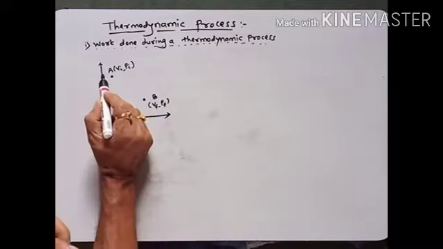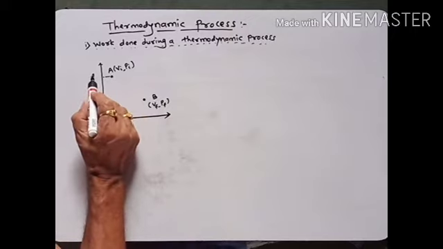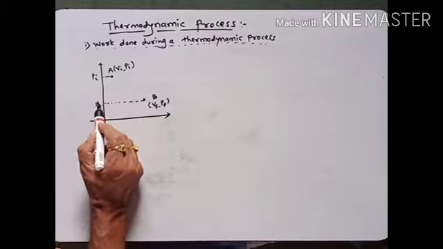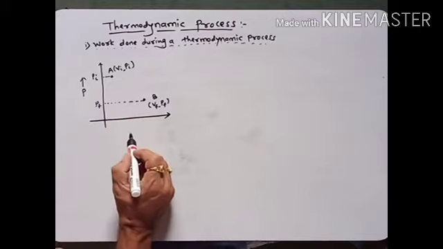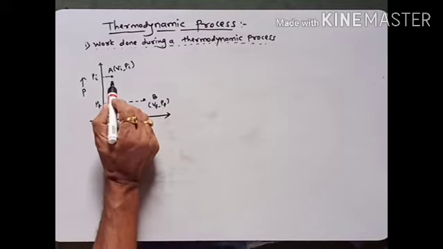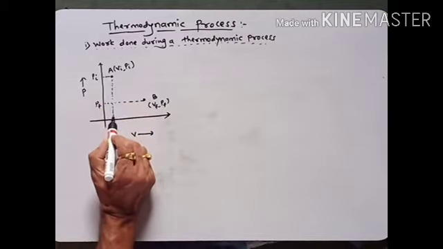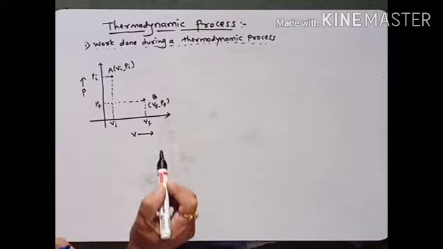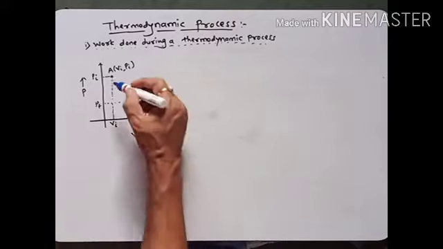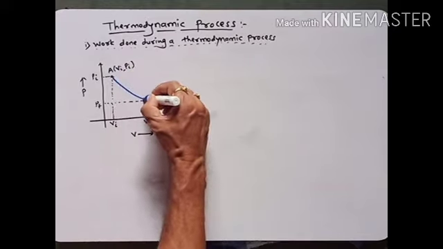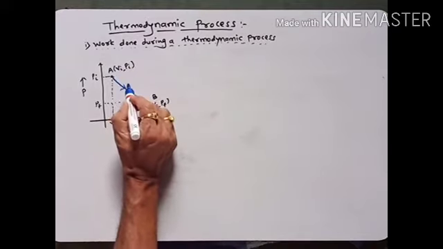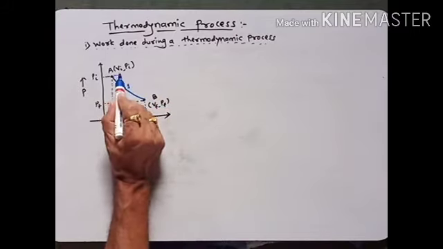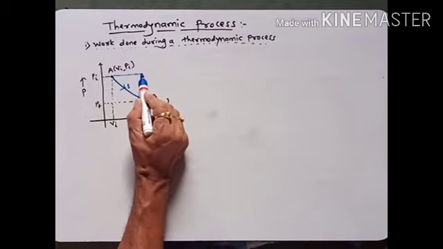So I will write here, this is Pi, we consider this is pressure Pf, here is pressure on the y-axis, volume on the x-axis. Similarly, suppose Vi is the initial volume, Vf is the final volume, and suppose the state changes like this from A to B. This is the first way. Now we consider the second way, like this.